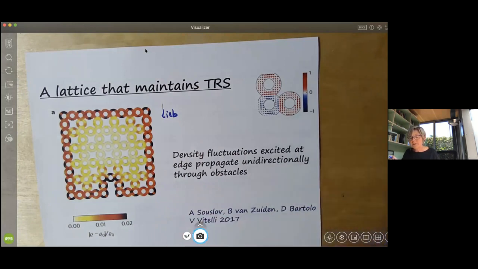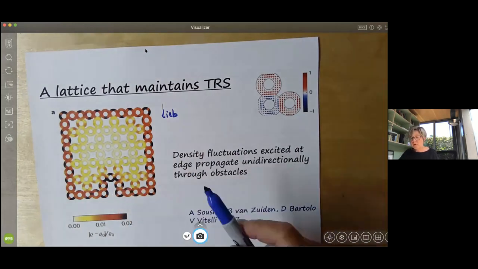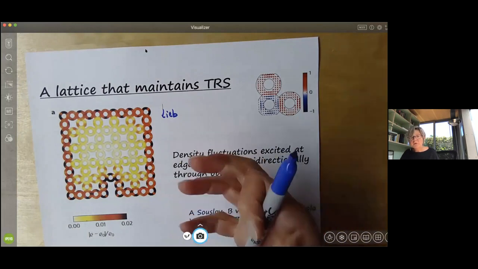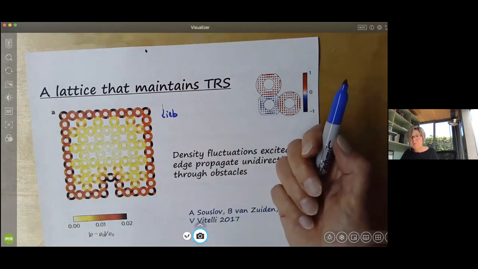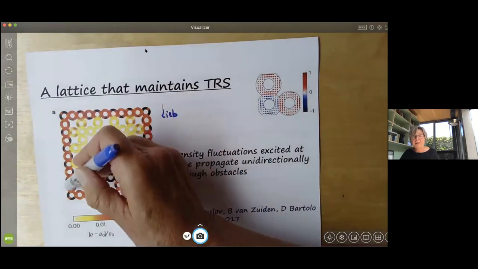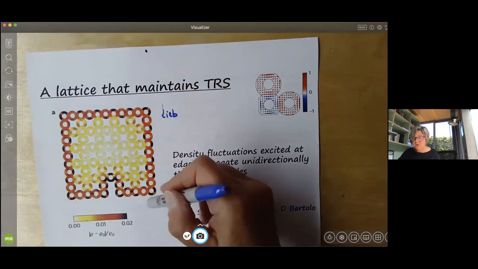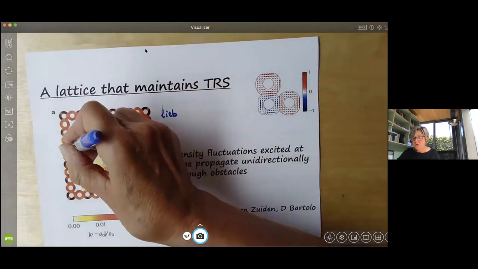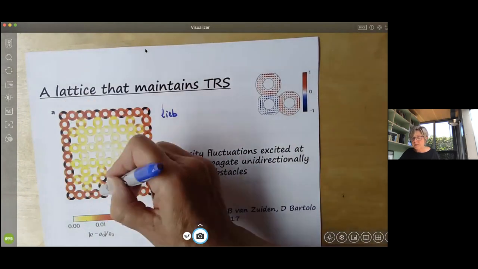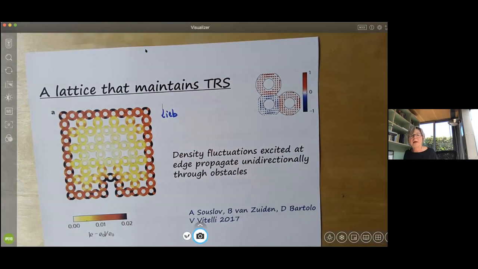Now, if you excite a density fluctuation at the edge of the system, what is shown here is the behavior of such a density fluctuation. The color is the deviation of the density from the equilibrium value, with yellow being low and red being high. What you see is that the density fluctuation is localized at the edge of the system. If this was a movie, you would see the density fluctuation travel around the edge in the direction of the net chirality of the system. And what we have here is an imperfection of the lattice, an obstacle, and the density fluctuation will travel around the obstacle undisturbed.